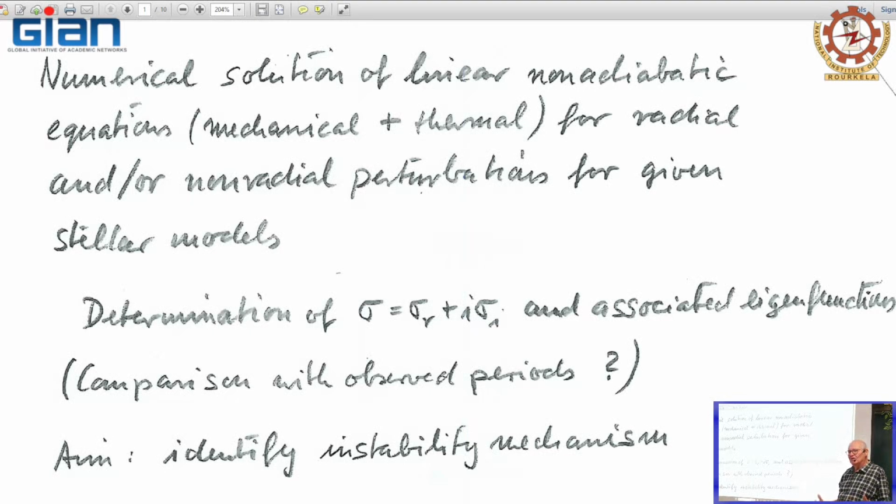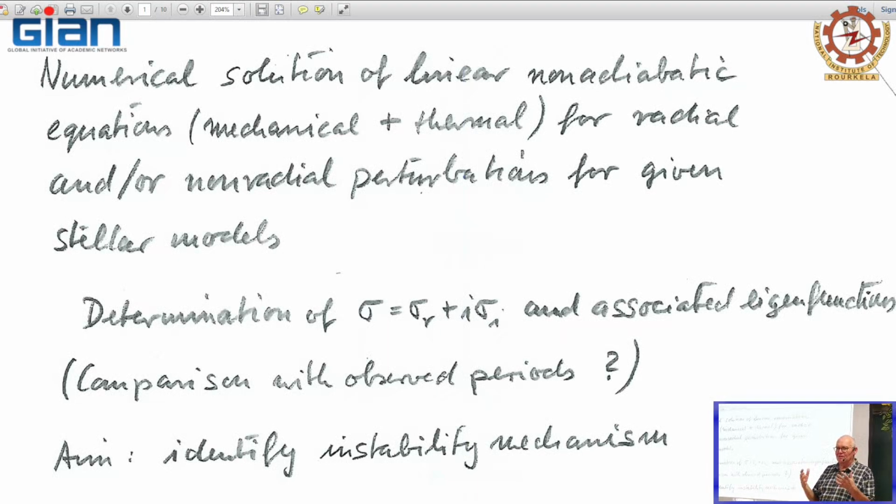We can directly compare observed periods with theoretically calculated periods, and we can determine which modes should be seen because they are excited, because sigma I is negative, and therefore this mode should grow and might show up in the observed periods. Okay, so this is the practical purpose, the way we had in principle originally been aiming at.